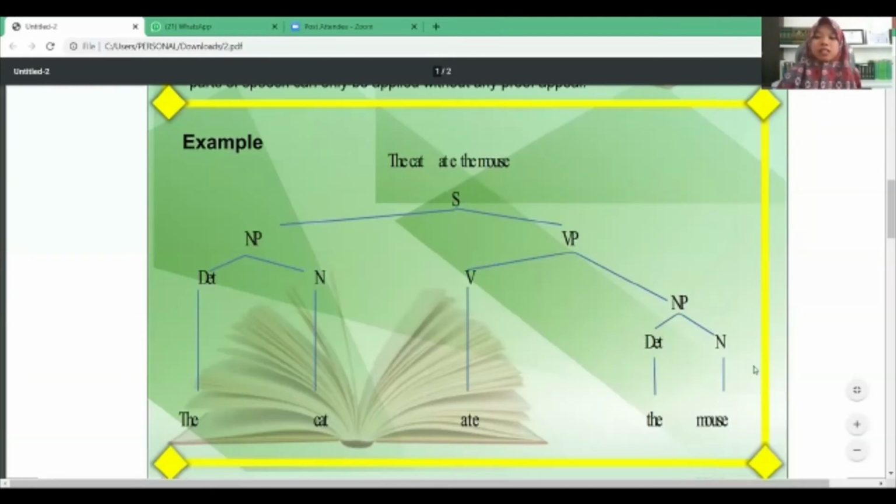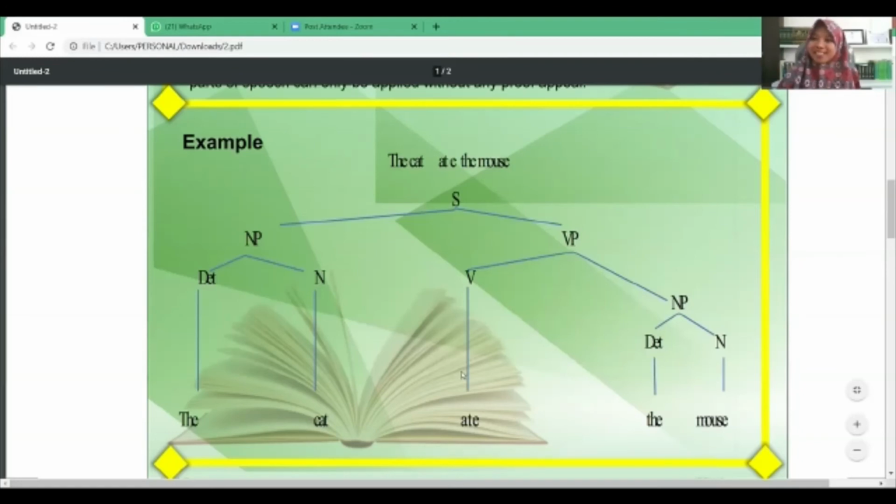This determiner and the noun make a noun phrase, and this verb and this other noun phrase make a verb phrase, ate the mouse. This noun phrase, the cat, and this verb phrase, ate the mouse, become one complete sentence. The sentence contains a noun phrase and a verb phrase. The cat ate the mouse.